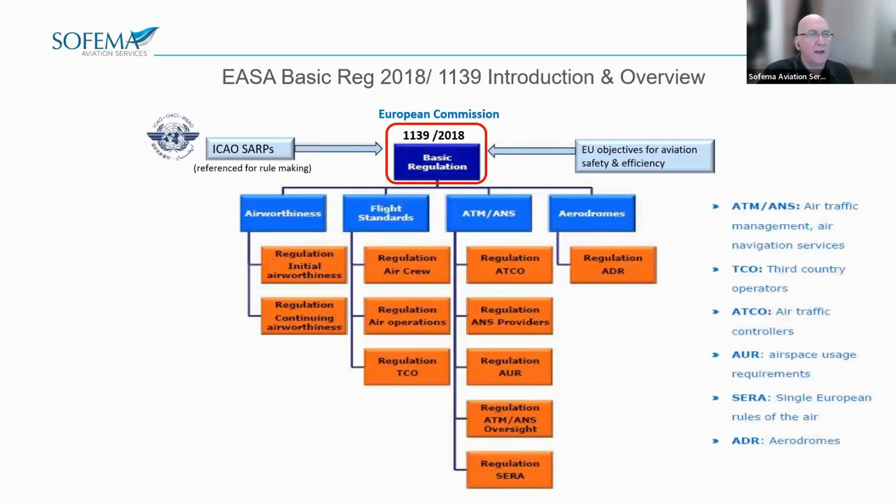This is a quick high-level overview of the European regulatory structure. The Basic Regulation 1139 derives, as we said earlier, from the ICAO SARPs. So it adopts all of the regulations, or rather recommendations, coming out of the 19 annexes of ICAO. Secondly, the regulation includes the European Union's own objectives for aviation safety and efficiency, and that is derived from a plan for aviation safety, but there's also economic considerations as well.